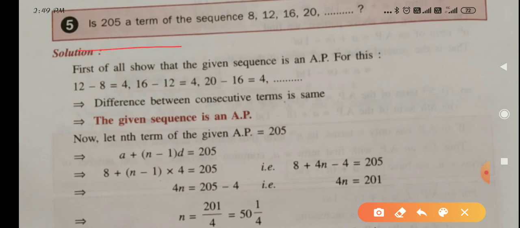Is 205 a term of the sequence 8, 12, 16, 20, and so on? We have to check this time whether 205 is a term or not. So we will suppose yes, it is the nth term, and we will try to find the value of n. So let the nth term of the AP be 205.